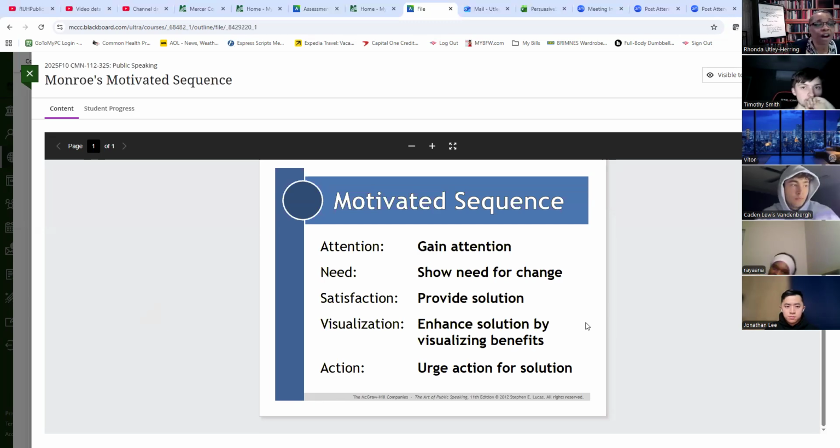Then you're going to define the need, show that there is a need for change. And if you're arguing that there should not be any need for change, then you would show that as well. Satisfaction, right? Provide a solution. And then visualization, enhance the solution by visualizing the benefits. And then finally, you're going to urge action for the solution.